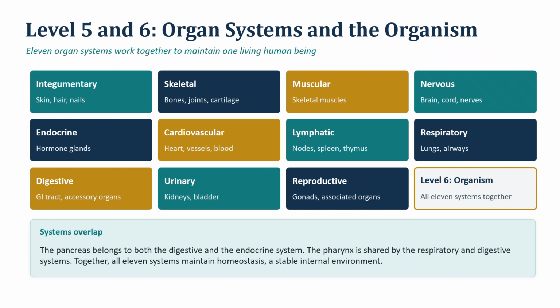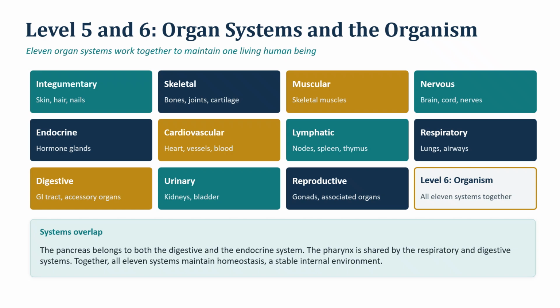Reproductive produces offspring. Now notice the note at the bottom, because this is the part students get tripped up on. Systems overlap, and assigning an organ to exactly one system is sometimes imprecise. The pancreas is a digestive organ because it secretes digestive enzymes. And it's also an endocrine organ because it secretes insulin and glucagon hormones. The pharynx is shared by the respiratory and digestive systems. Don't let this bother you. It reflects how the body actually works.